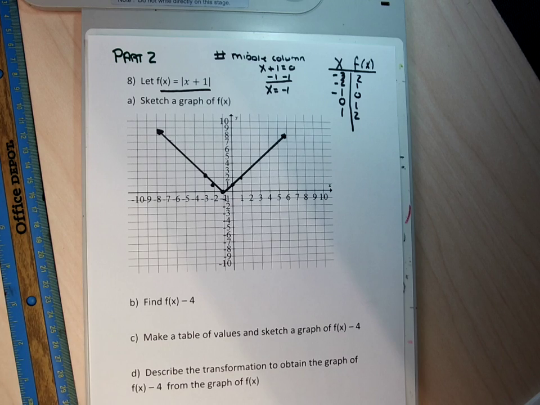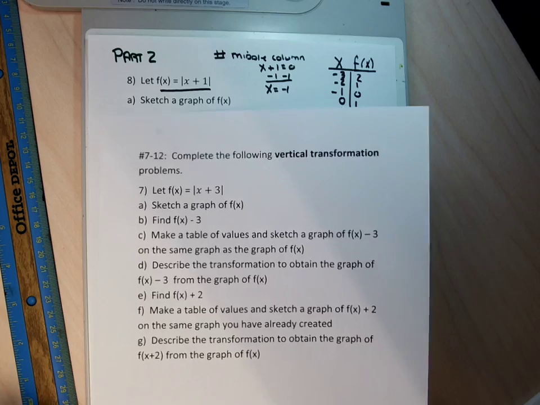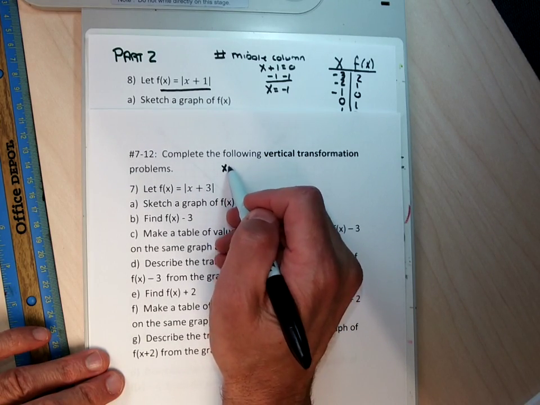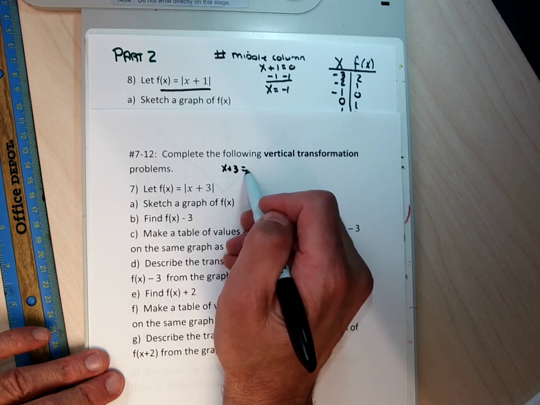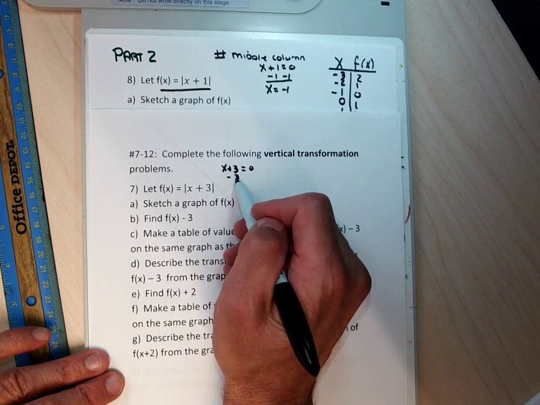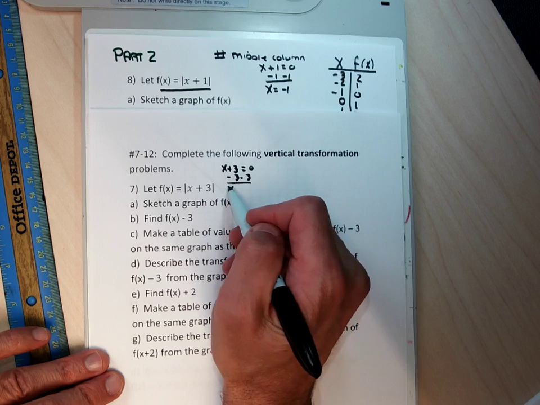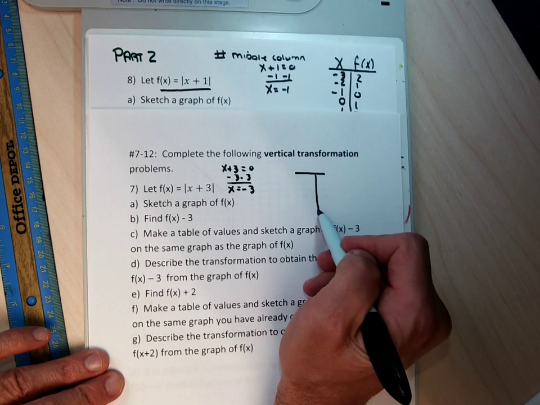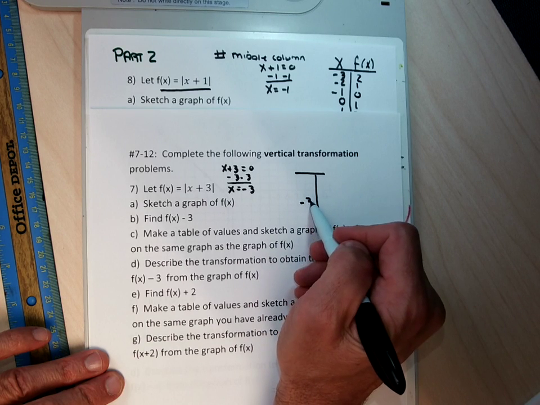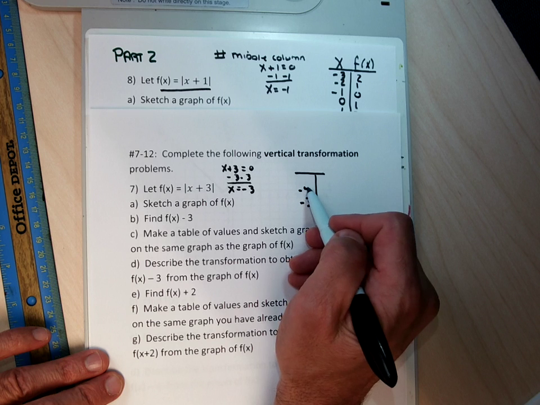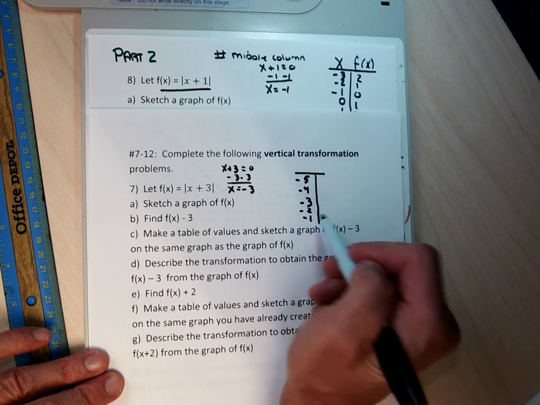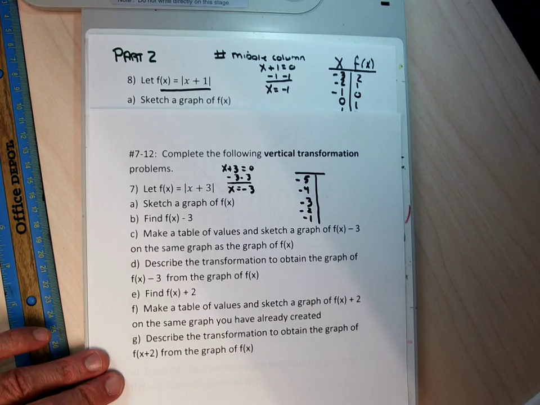that's part A. Your problem is number 7, and when you go to do part A, to figure out the number that goes in the middle of my x column, you're going to go x plus 3 equal to 0. You're going to go -3, -3, and you'll get x equal to -3. Your table is going to have -3 in the middle of your x column, and you'll go smaller, -4, -5, and bigger, -2, -1. So if you wanted to get started with your 7, you can start with that table.